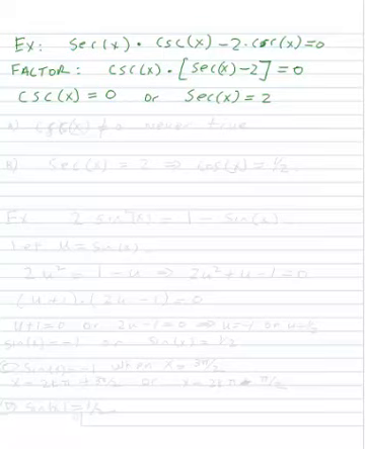Well, the first one, where we have the cosecant of x equals 0, is this ever going to be true? Is the cosecant ever equal to 0? Well, this is never going to be true, so we don't have to worry about that case, right? We only have to worry about the second equation.